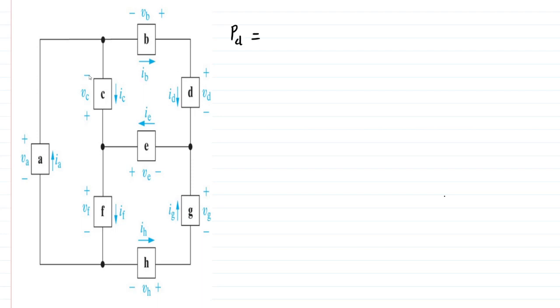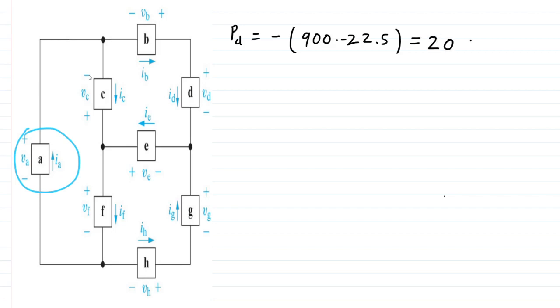And we have, where is it? Yeah. So the current is flowing opposite. It's flowing from minus to plus. So that means we're going to have a negative in the front of this. And we're going to do, let's see, 900 times 22.5. The minuses will cancel out. So 900 times 22.5 is about 20 kilowatts. That's right, watts.